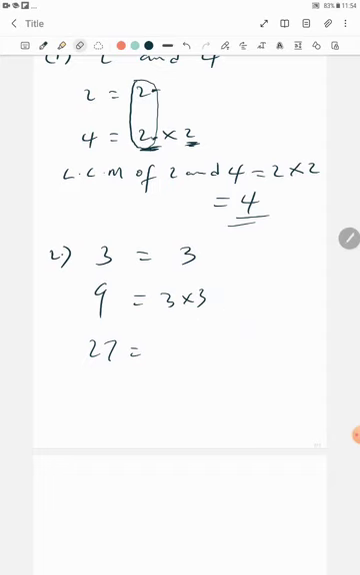For 27, as time goes on, you may not have to be doing this by the side again, but you can begin with that knowledge. 3 in 27 will give us 9. 3 in 9 will give us 3. 3 in 3 will give us 1. So that will be 3 times 3 times 3.